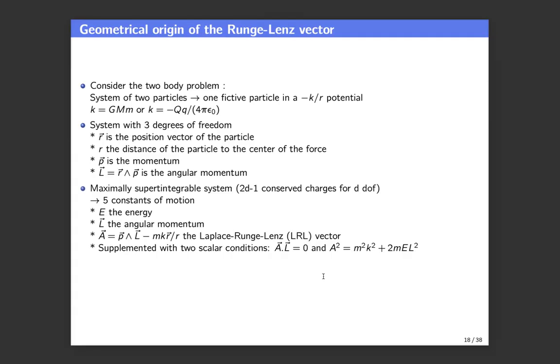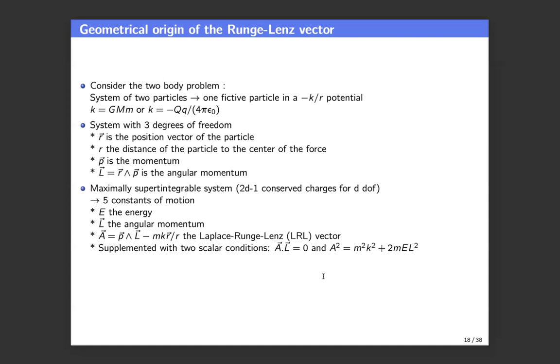Then this system is maximally superintegrable, because the definition is that for d degrees of freedom, you should have 2d minus 1 conserved charges. And in that case, you are maximally superintegrable. So in this case, I have 3 degrees of freedom, but 5 constants of motion. The first one is the energy. The second one is the angular momentum component. The other ones are the Laplace-Runge-Lenz vector, which is a quite surprising object that you have learned when you were doing your university classes.